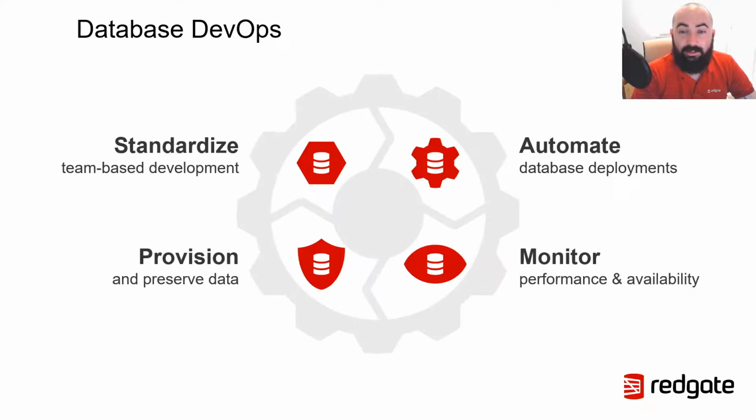All right, so starting off by looking at Database DevOps as a concept. So we at Redgate think of this in terms of these four key pillars, effectively tying in very nicely to standard topics within DevOps. So starting top left, standardizing team-based work. So if we have a team of people, how do we make sure they're all singing from the same song sheet? How do we make sure that our development practices are aligned across our stack?